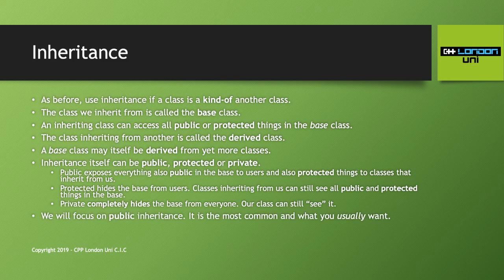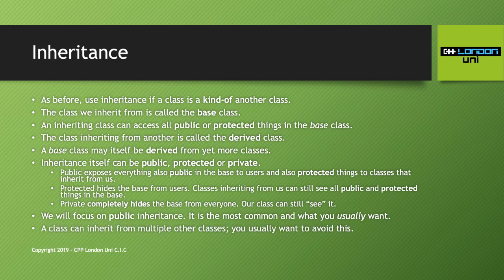However, we will focus purely on public inheritance. It's the most common form of inheritance, it's the most simple to understand, and it's generally what you want to use. Protected has rare use cases. Private is used for some optimization purposes, but those are way up the chain of advancement, and I would just say focus on public. It's very easy to understand.